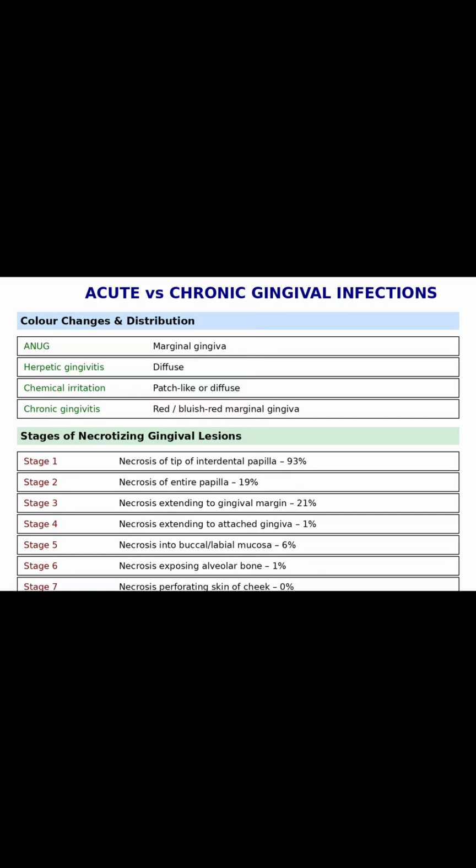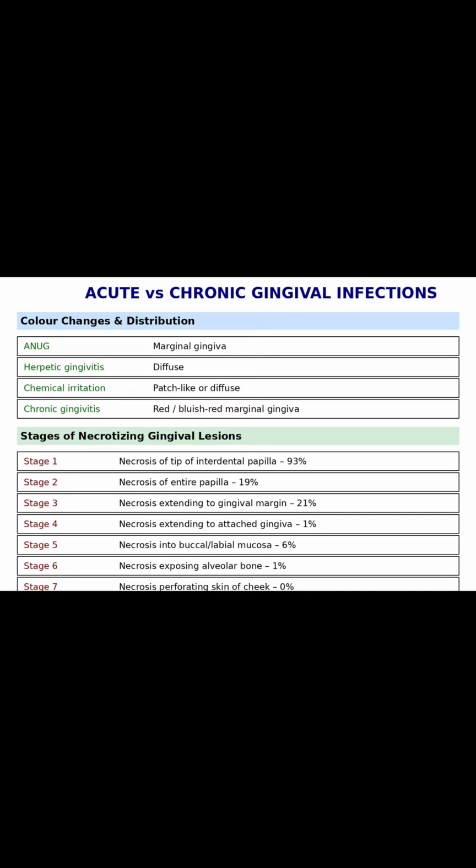The next stage is necrosis extending to attached gingiva. In rare cases, necrosis spreads apically into the attached gingiva. This stage indicates severe disease, compromised host resistance. Stage 5 will be necrosis extending to buccal or labial mucosa. This disease extends beyond gingiva into the oral mucosa, indicating progression toward necrotizing stomatitis. This stage is often associated with malnutrition, systemic illness, or immunodeficiency.